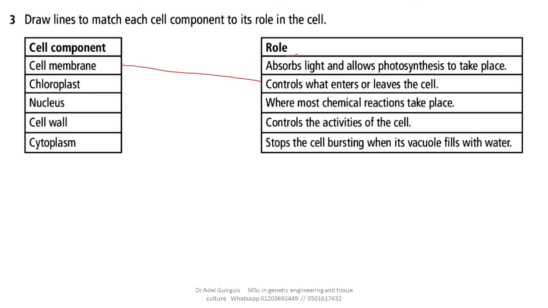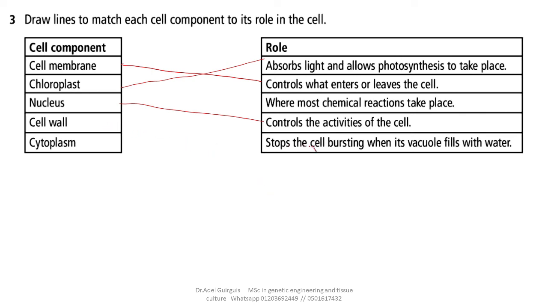Chloroplast absorbs light and allows photosynthesis to take place. It absorbs light energy and allows the plant cell to photosynthesize. Here, nucleus: what is the importance of the nucleus? It is the manager of the cell. It controls the activities of the cell, growth and cell division, by its genes inside.